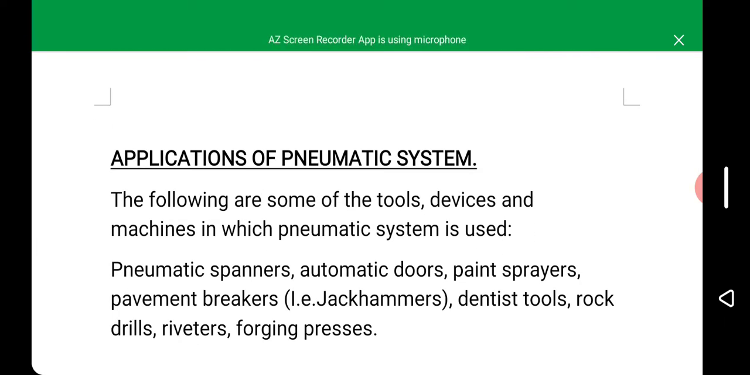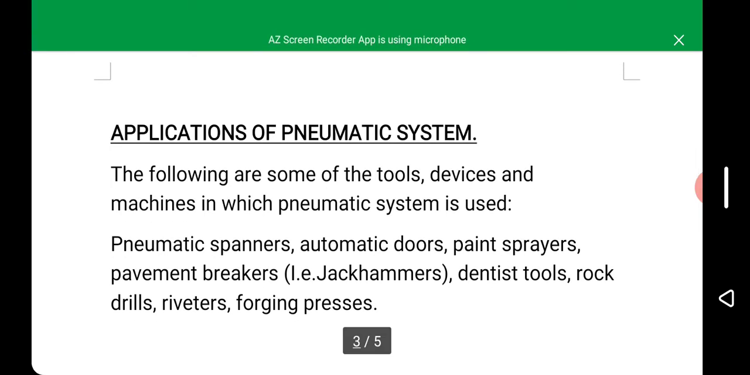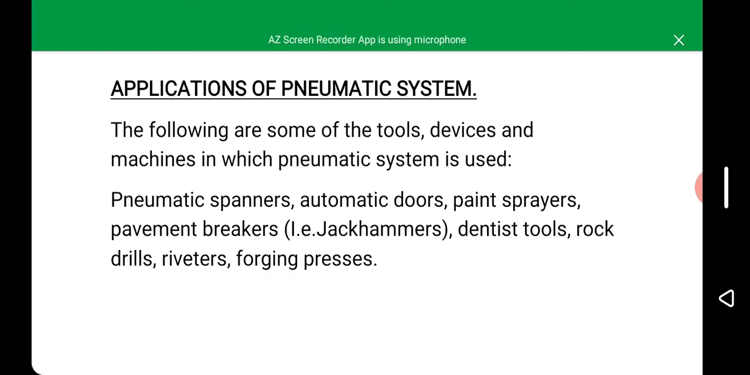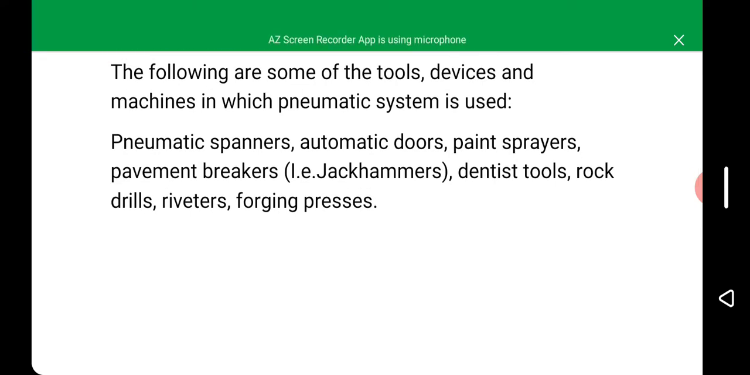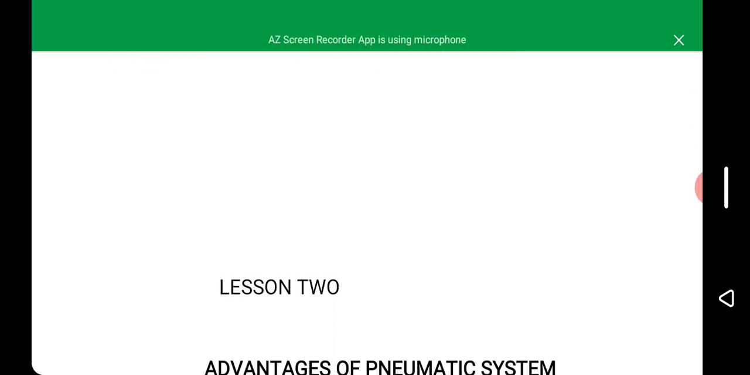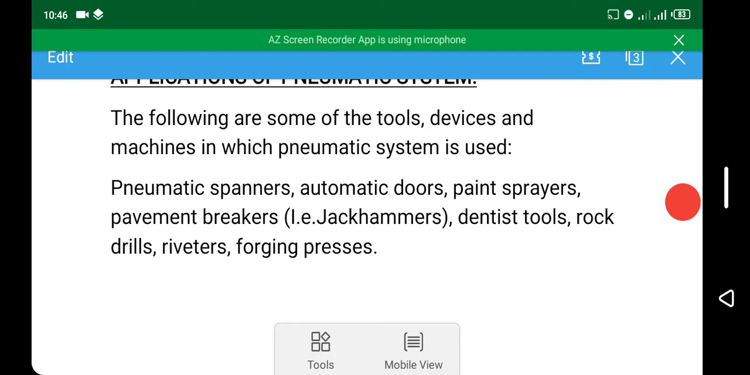Now we talk about the tools or machines that use this system. The following are some tools, devices and machines in which the pneumatic system is used: pneumatic spanner, automatic doors, paint sprayer, pavement breaker or jackhammer, dentist tools, rock drills, riveters and forging presses. So this is where we are going to stop for our lesson one.